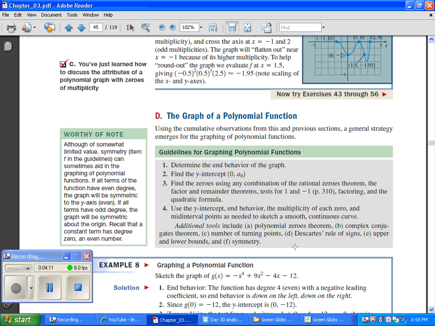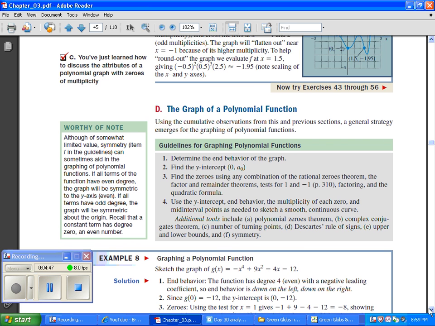And then we have these additional tools, including the polynomial zeros theorem, complex conjugates theorem, number of turning points, Descartes' rule of signs. Some of these I taught in class, and some of these I left for you to look at on your own if you want them. And then upper and lower bounds, and symmetry. So we have that. We won't have symmetry though unless all the degrees are odd or all the degrees are even, because if they're not all odd or all even, the symmetry will be neither even nor odd.